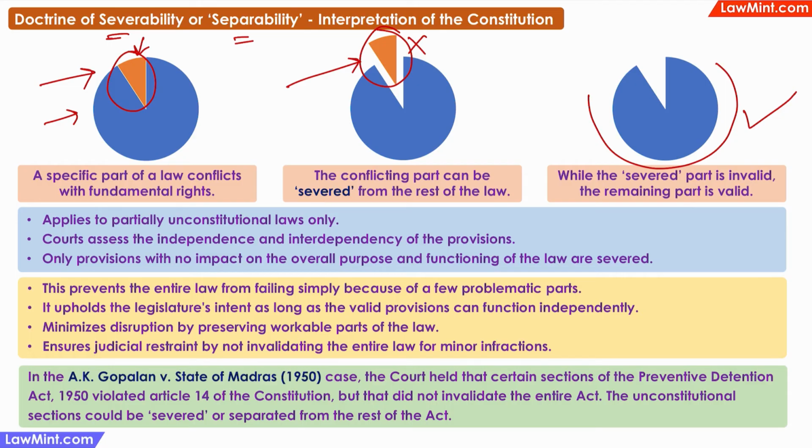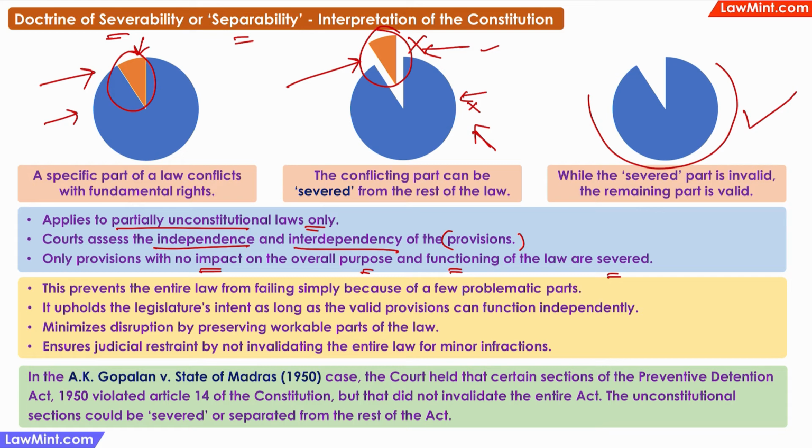The basic rules here are that this doctrine will apply to partially unconstitutional laws only. If a law is mostly unconstitutional, then there is no point in trying to sever or to separate anything. The courts will assess the independence and the interdependence of the provisions to assess the severability of the conflicting parts. And only those provisions which do not affect the main purposes and the actual functioning of the law are severable. Otherwise, it will lead to a meaningless situation where the key parts of the law are severed and the inconsequential or the less important parts of the law remain effective.